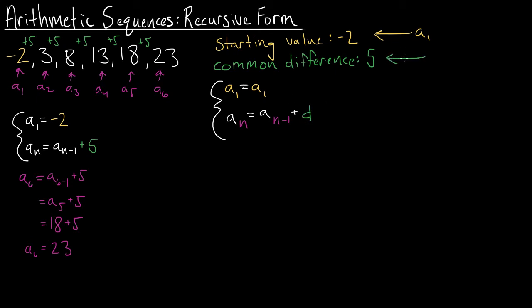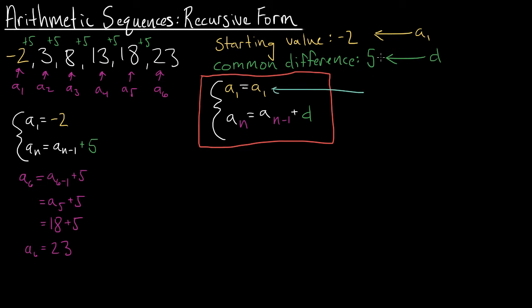So this is our d here. And so again, this is the general formula for an arithmetic sequence in recursive form. So let me put a nice red box around it. And the easiest thing to get tripped up on here is what a sub 1 and what a sub n subtract 1 are.